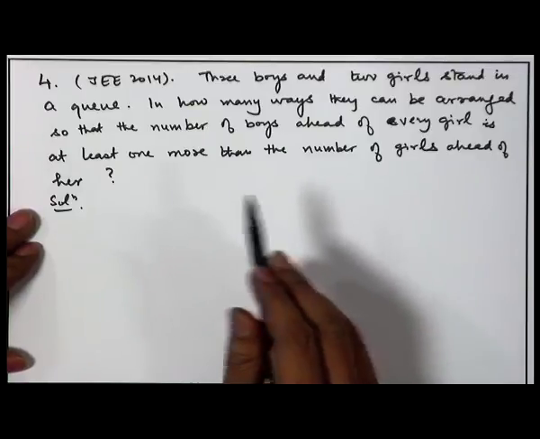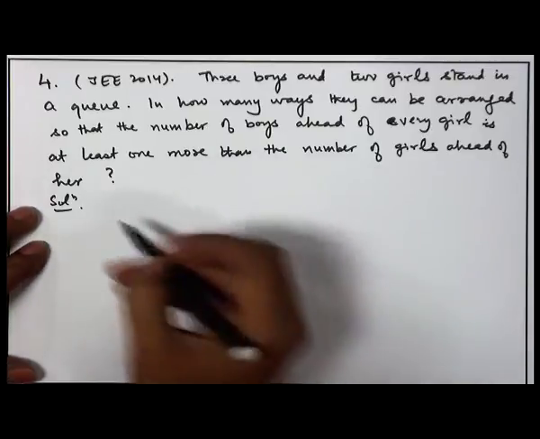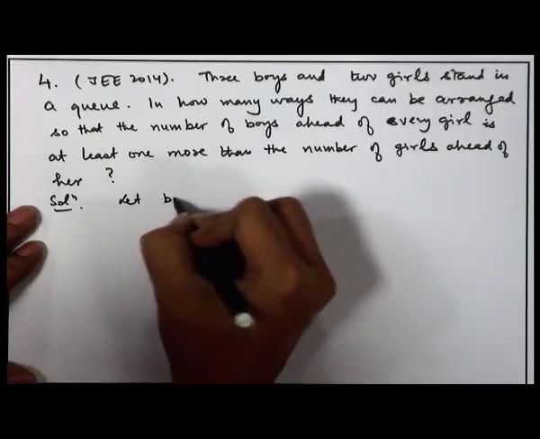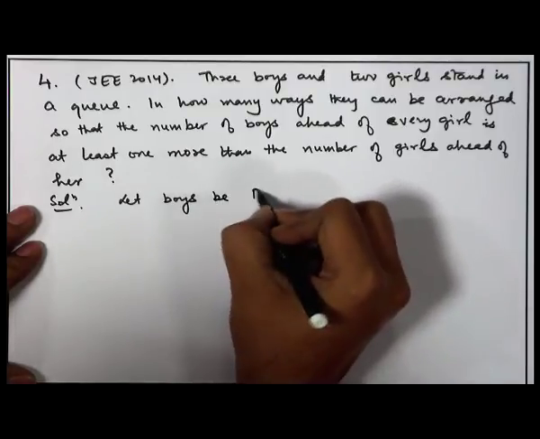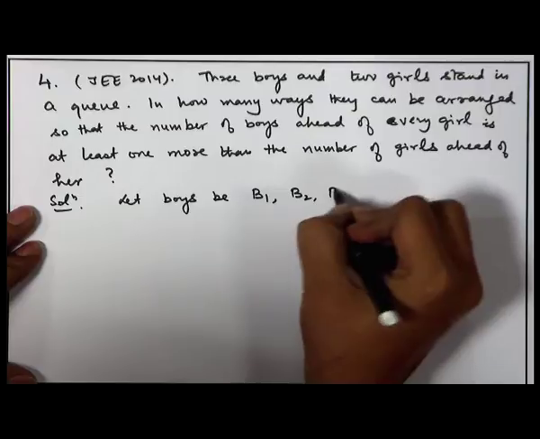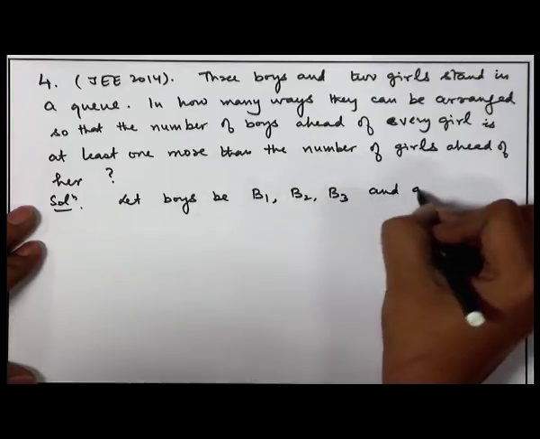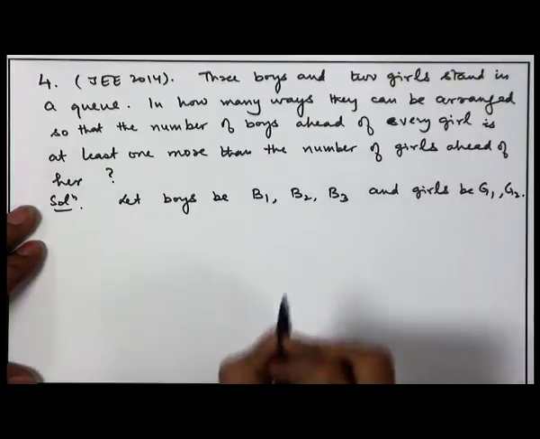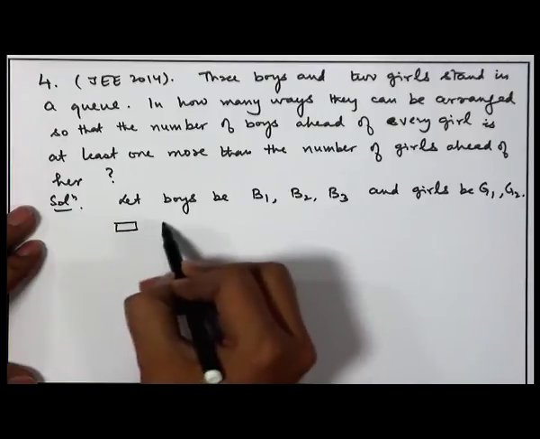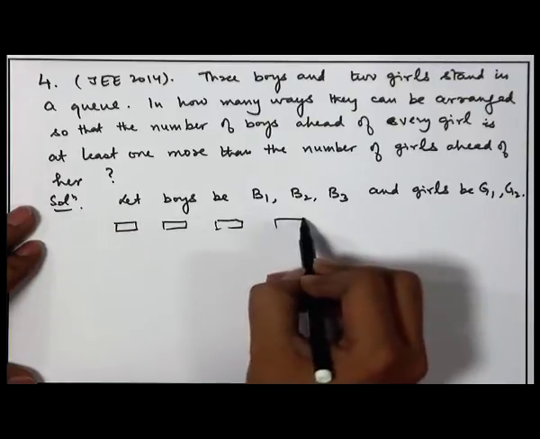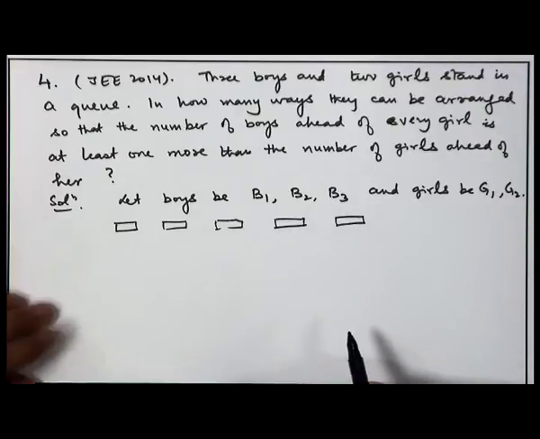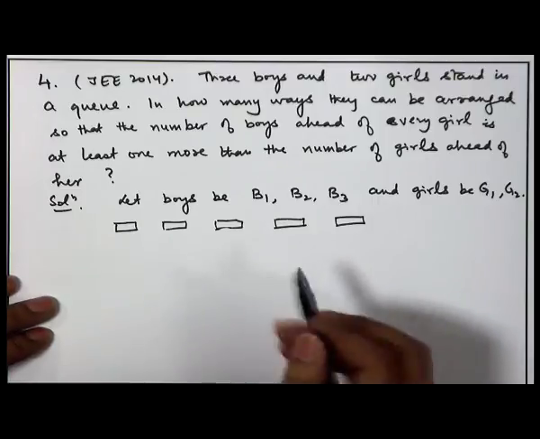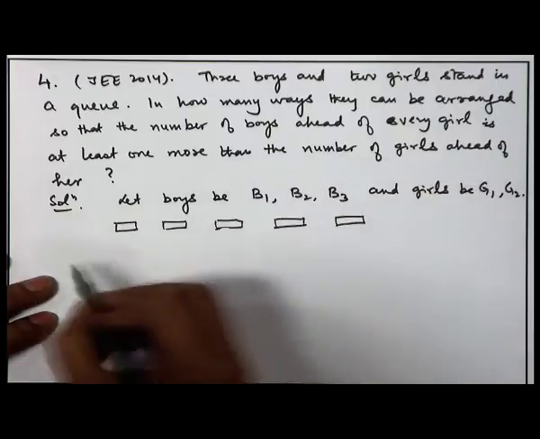So, here the boys and girls will be identifiable, so we can give some identification to them. Let the boys be B1, B2, B3 and the girls, there are two girls, G1 and G2. Basically we have to place them in a queue, that means they are standing in a sequence. Now, let us look at the placements which will satisfy this condition.